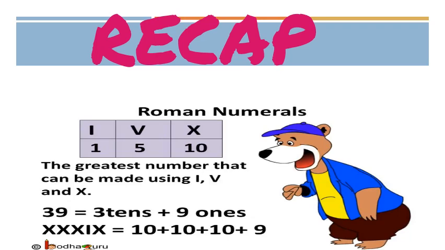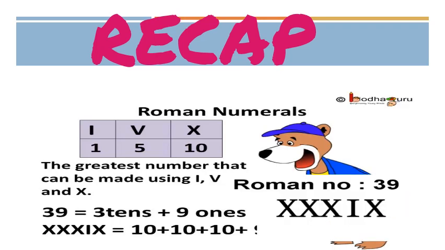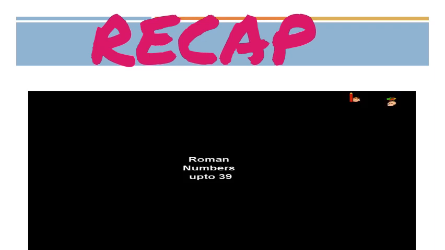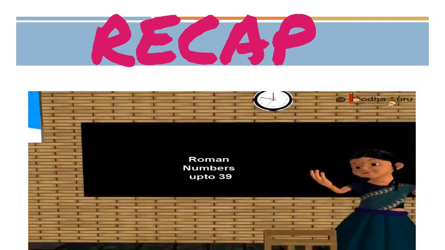Thus, the greatest number that can be made using I, V and X is 39, which is 3 tens and 9 ones. Hence, 39 can be written as 10 plus 10 plus 10 plus 9, which is X, X, X followed by I and X. So now you can write up to 39 using Roman numerals I, V and X.